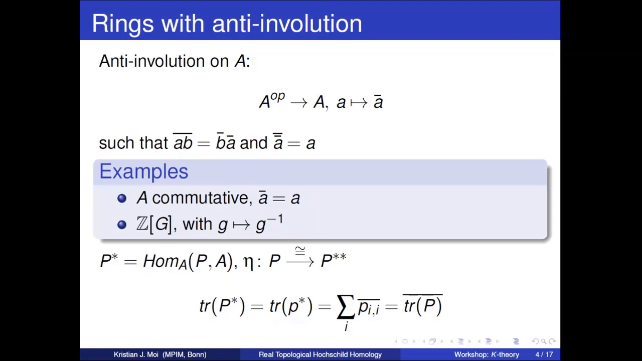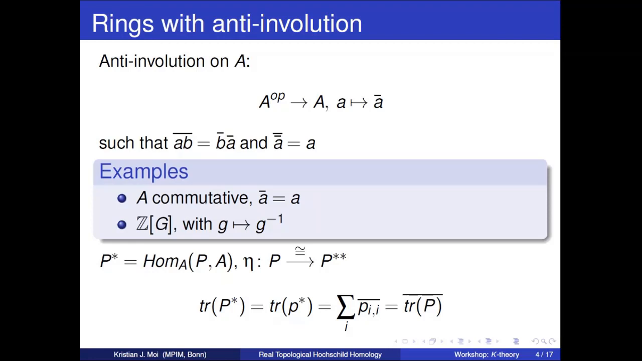So if you take the trace, or maybe an exercise, check that the idempotent which corresponds to the dual is the conjugate transpose of the idempotent that corresponds to the module itself. And so you have that the trace of the dual will be the trace of the conjugate transpose matrix. Now we're taking the trace, and that doesn't care about the transposition, it only sees the fact that you conjugated all the elements. And so then you get just the sum over all the conjugated elements, which is the conjugate of the trace.